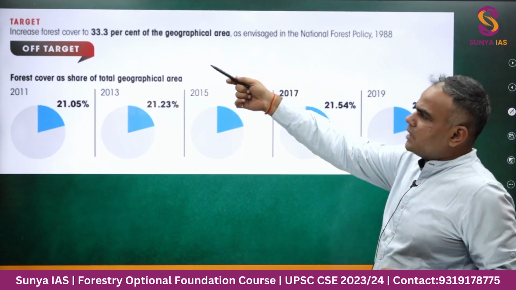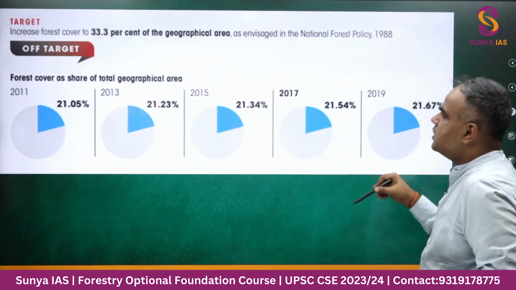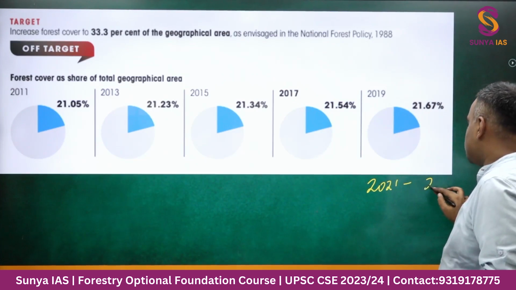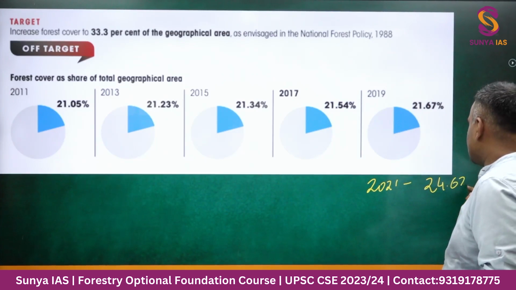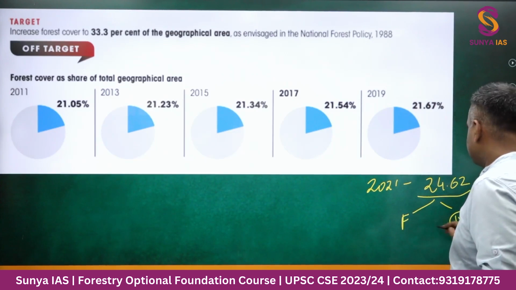The forest cover target, of course, you already know, is 33%. But what is our current? As per the 2021 report, forest and tree cover is 24.62%. So forest is different and tree cover is different.